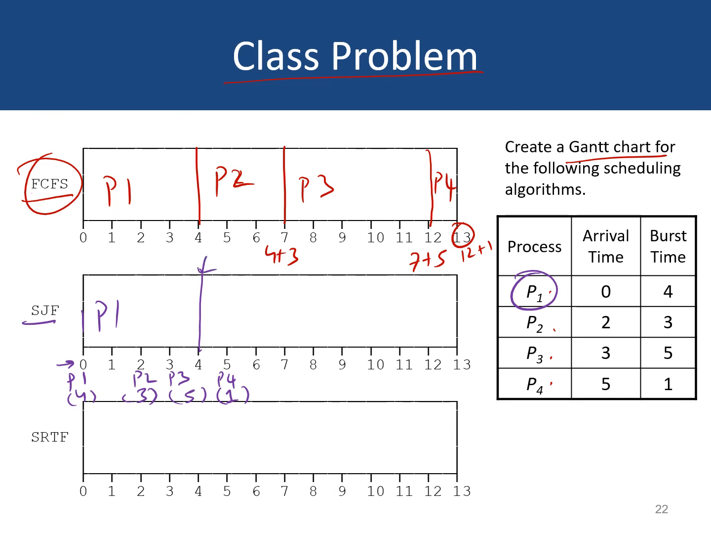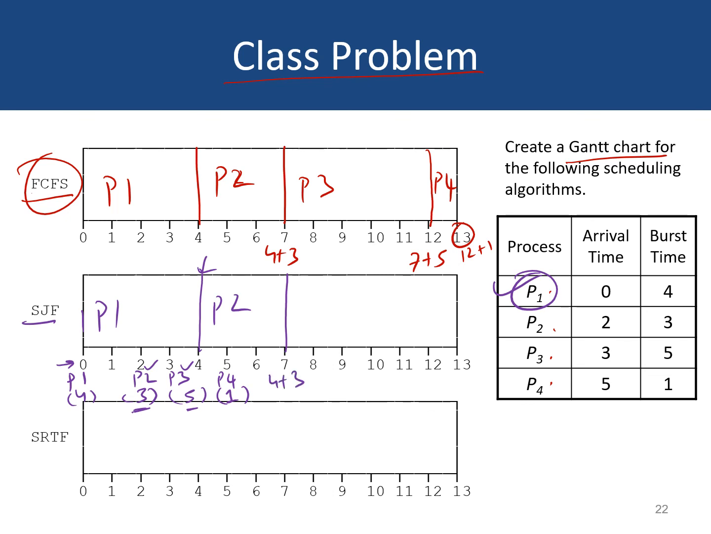At time 4, P1 has finished, and now we have two other processes, P2 and P3, that have arrived in the meantime. So we have to choose one of these two. Note that P2 requires just 3 milliseconds as opposed to P3. So P2 is the shorter job, so P2 gets to execute next. It will start at time 4 and continue execution for 3 milliseconds, so it will finish at 4 plus 3, 7 milliseconds over here.